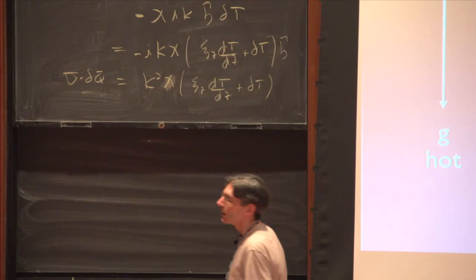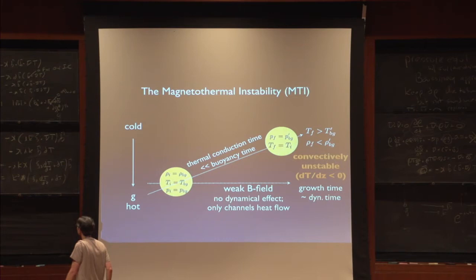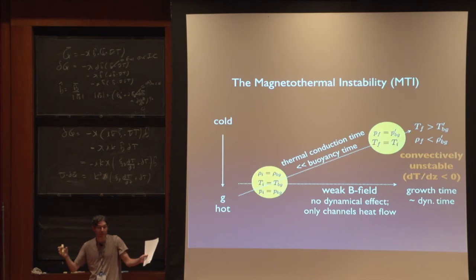Now, the next key translation between math and words is this statement that the thermal conduction time is really short. What does that mean? The thermal conduction time, in this case, is the time scale to diffuse heat across the wavelength of the perturbation.